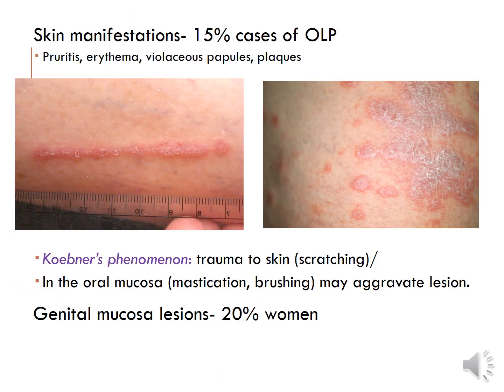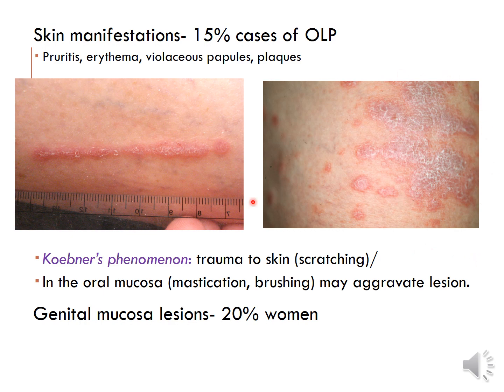Now, lichen planus actually is a dermatological disorder. There are skin manifestations in 15% of cases which start off as oral lichen planus. Pruritus, erythema, violaceous papules. Violaceous means violet. Papules and plaques are seen. This is the appearance on the skin.